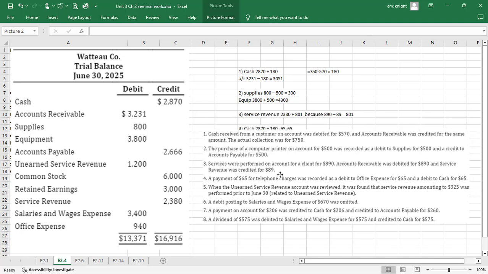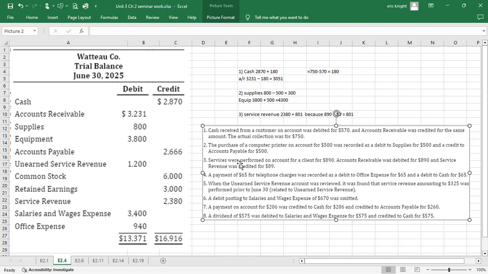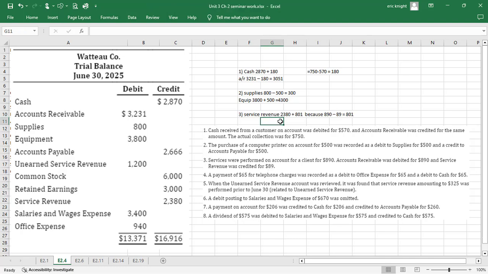When we get to number 3, services were performed for $890. The receivable was debited for $890, but the revenue was only credited for $89. That means we needed to credit it for another $801. So we need to take the service revenue and add another $801. So we take the $2,000 down here, the $2,380, and we need to add another $801 in revenue, because we only did 89. We need to do 890.